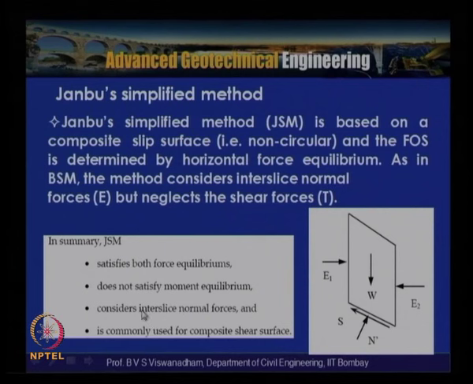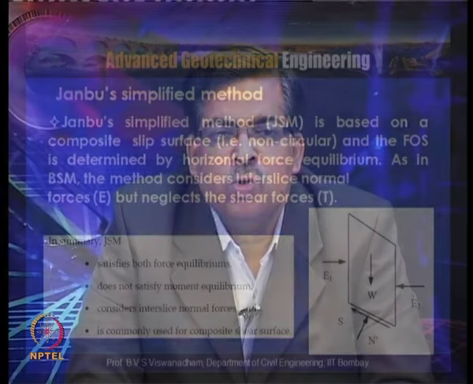The Janbu simplified method does not satisfy the moment equilibrium and considers the interslice forces E1 and E2 like Bishop, and it is commonly used for composite shear surfaces. So basically for layered soils or stratified soils, or when you have non-homogeneous soils, this Janbu method is advocated for use, and it is used for composite slip surfaces or non-circular slip surfaces. The factor of safety is determined by horizontal force equilibrium only, and moment equilibrium is not satisfied.